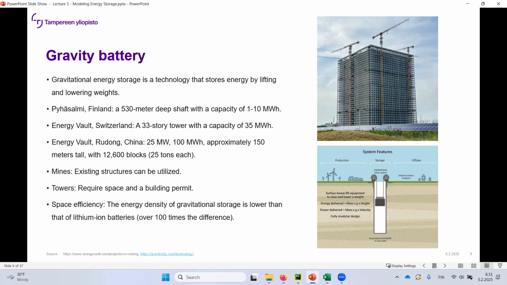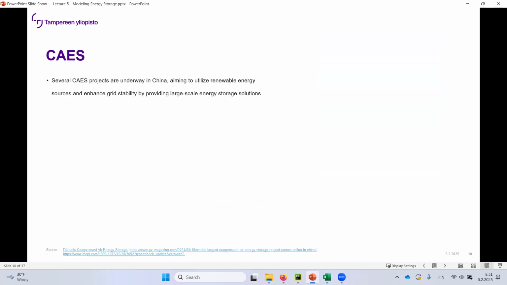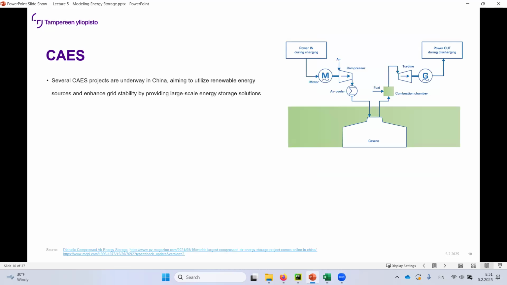So the space efficiency, the energy density is 100 times less in this case than in a lithium-ion battery. But it's cheaper to some extent, and it doesn't have the energy self-discharge aspect. CAES is one that hasn't, in my opinion, been utilized to its full potential, because CAES is compressed air energy storage.